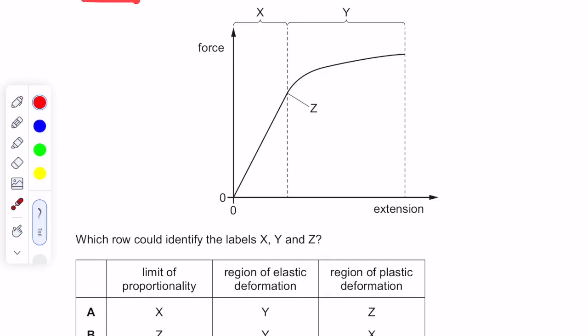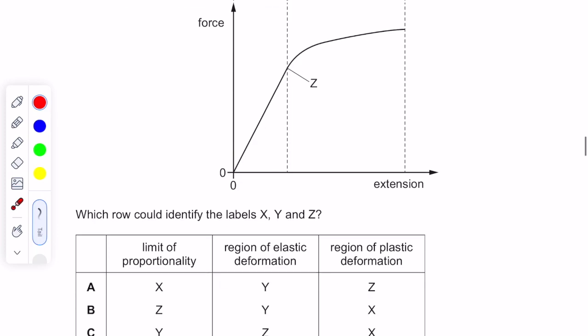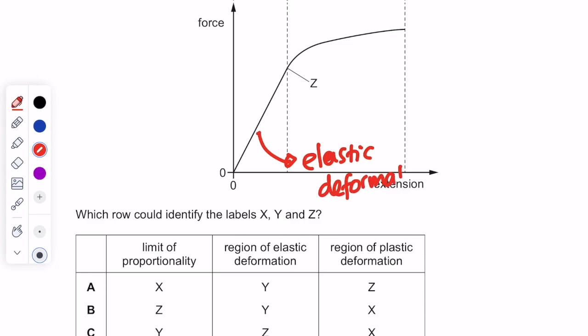The force extension graph for a wire is shown. Which row could identify the labels X, Y, and Z? They are talking about limit of proportionality, elastic deformation, and plastic deformation. So, we need to understand first the spring. What is happening to a spring is elastic. It means if you let it go, it will get back to the initial shape and size. Elastic, and in physics, plastic means exactly the opposite of elastic.